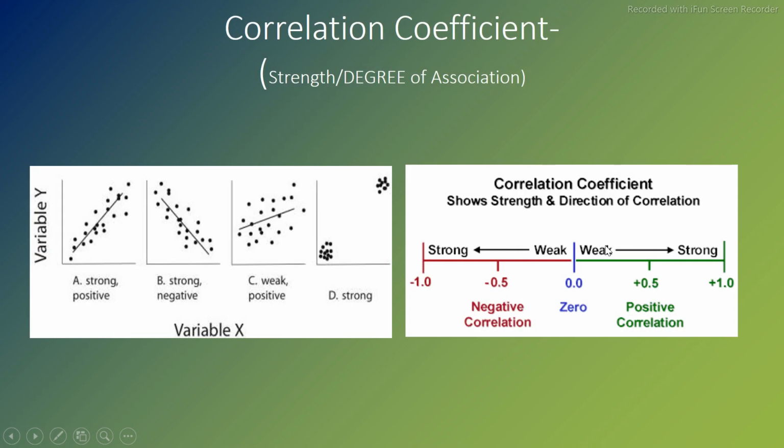Okay, if you see this one, just remember that a positive correlation is strong if it has a value more than 0.5, and a negative correlation is highly negative if it has a value less than minus 0.5. Otherwise the two variables are weakly correlated.